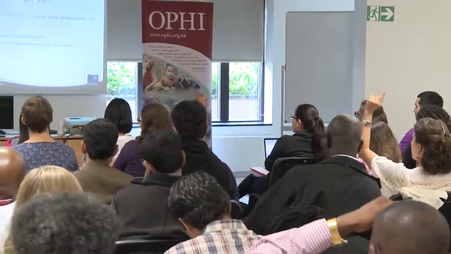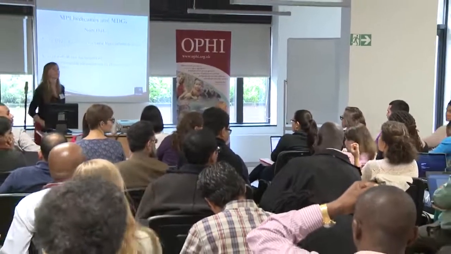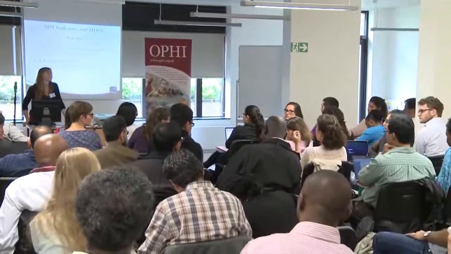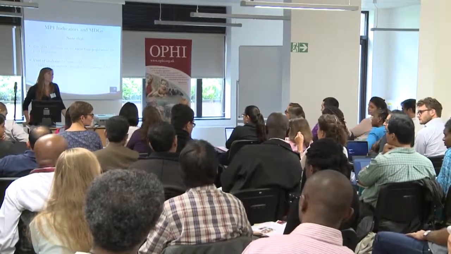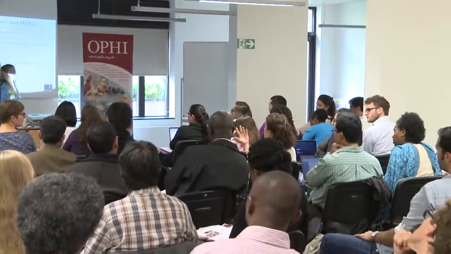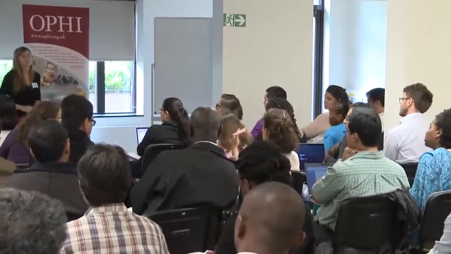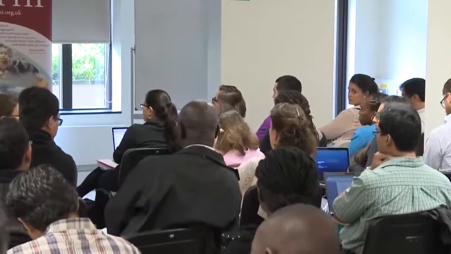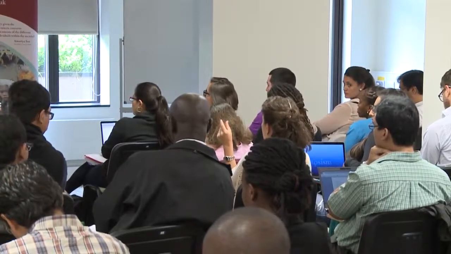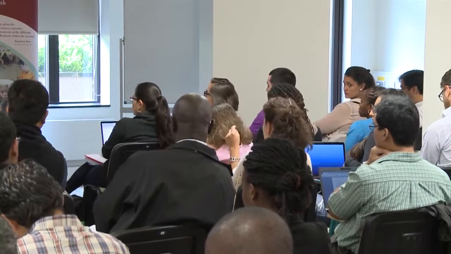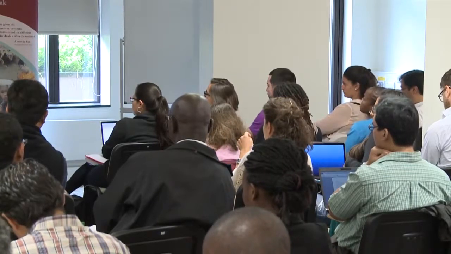Yes. Can I ask you quickly, what does it mean that the unit of analysis is the household, but then you compute the index at the individual level? If I understand correctly, it means that you compute the MPI at the household level, and then you assign the poverty profile for that household to each individual in that household. Is that what it means?